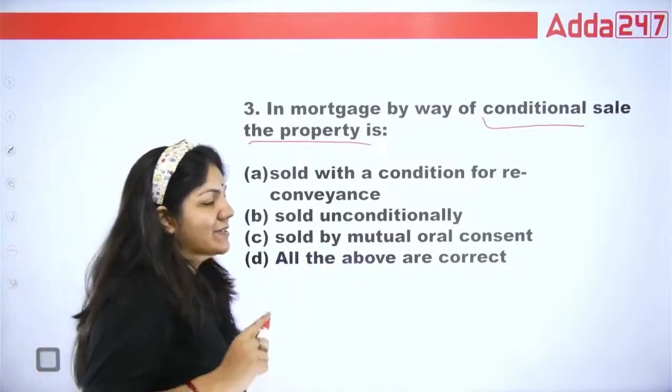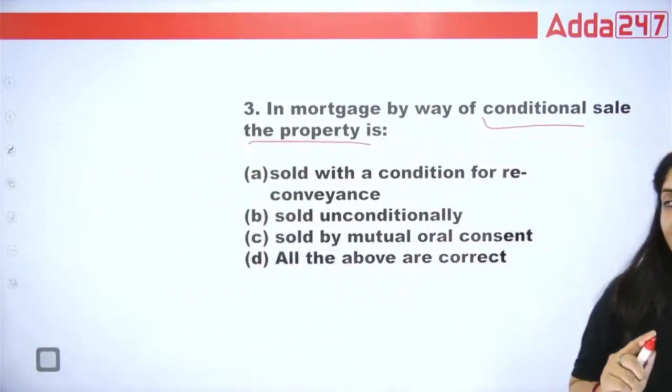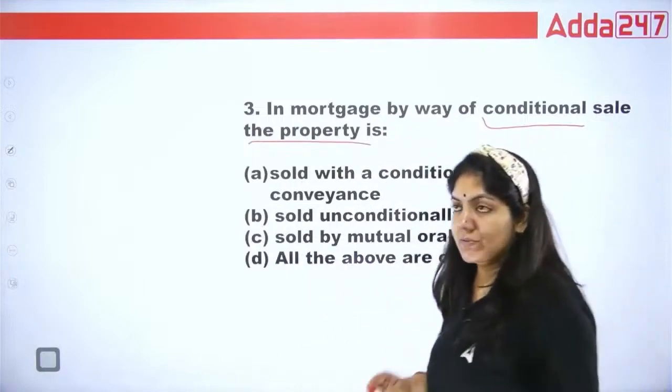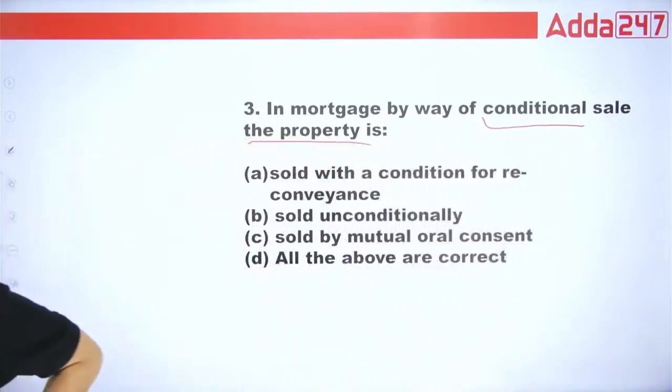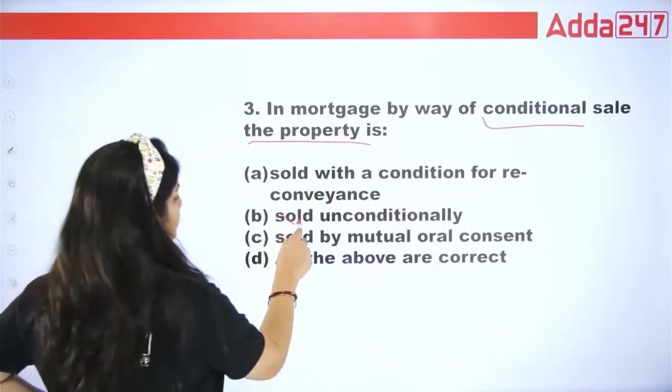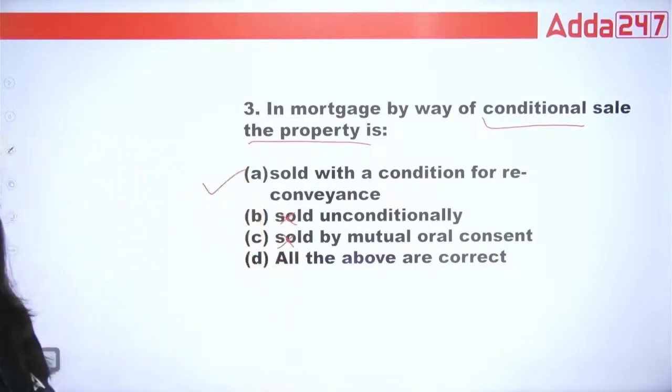Mortgage by conditional sale is one in which there is a mortgage deed in which it is written that if the mortgagor is not able to pay the money, the mortgage deed will be converted into the sale deed. Third, A is the right answer. Okay, A is the right answer.